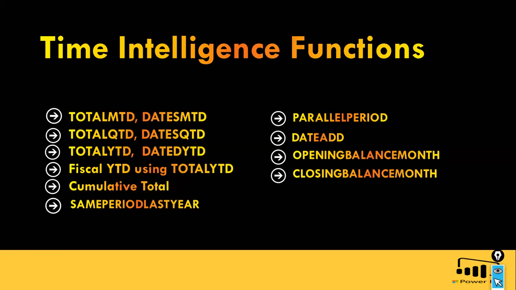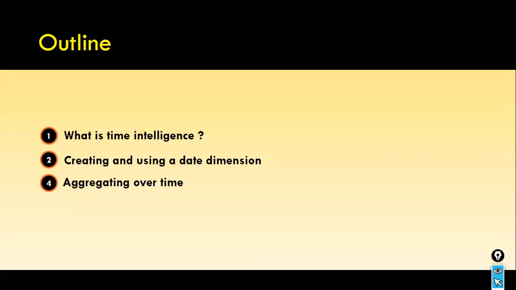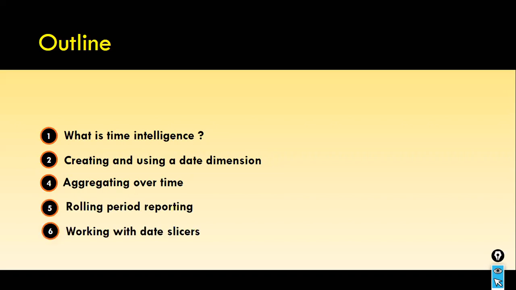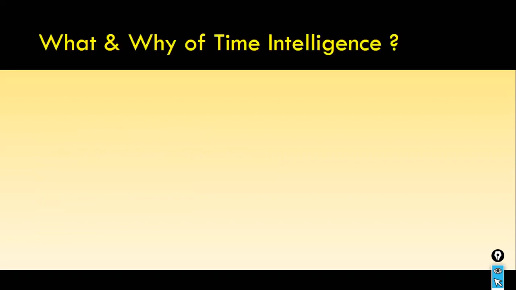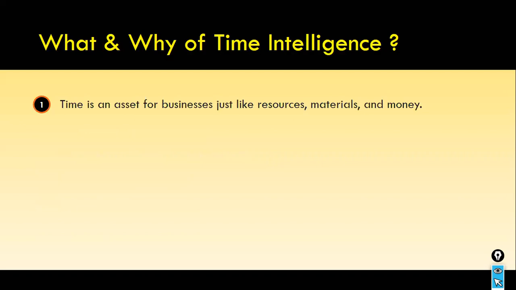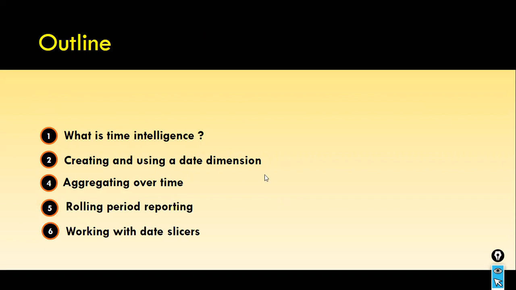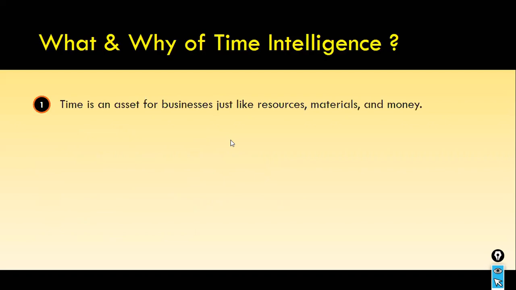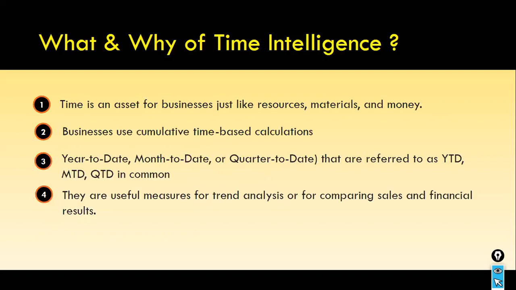And first of all, what is time intelligence, and how do we create the date dimension? The date dimension creation, we already discussed. And how do we aggregate the data over time? And what is rolling period reporting and working with date slices? We will take a look at it. Date slices I have already covered, but the important aspect is the aggregations, rolling period reporting, and different types of time intelligence functions. We'll take a look at it.